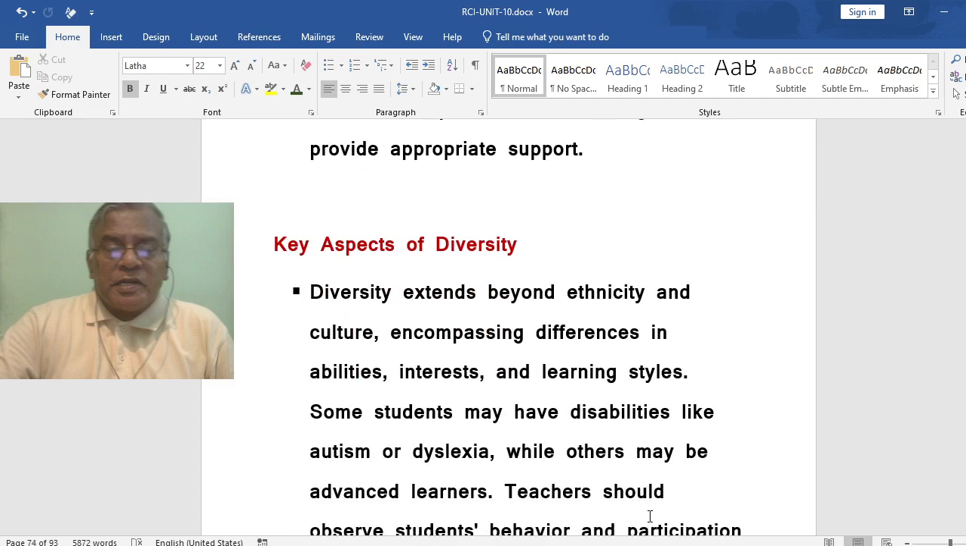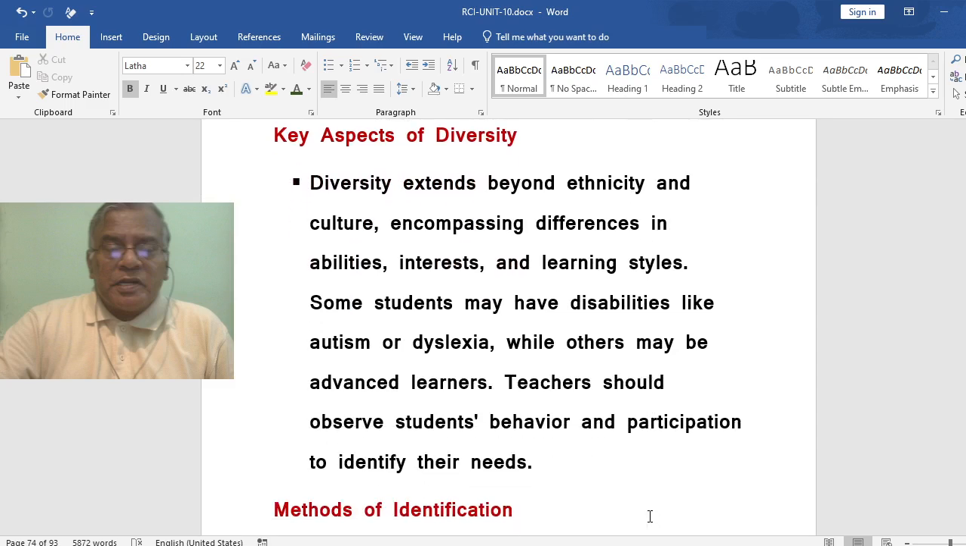What are the key concepts of diversity? Diversity extends beyond ethnicity and culture, encompassing differences in abilities, interests, and learning styles, and also psychological problems. Some students may have disabilities like autism or dyslexia, while others may be advanced learners. Teachers should observe students' behavior and participation to identify their needs.